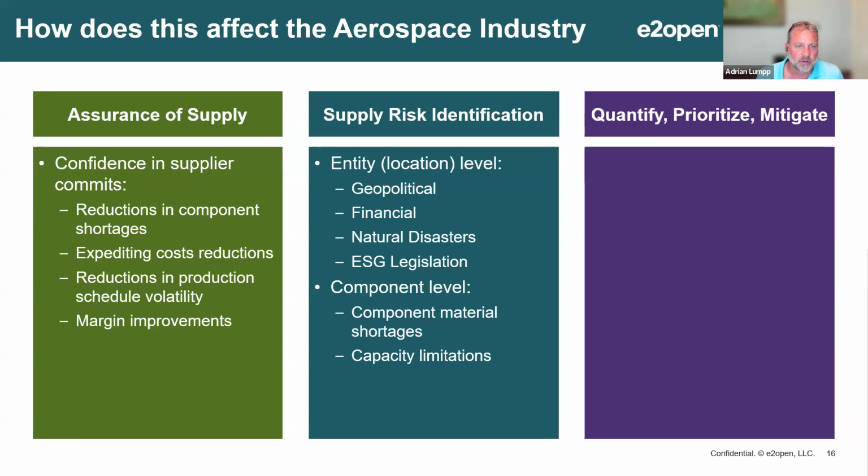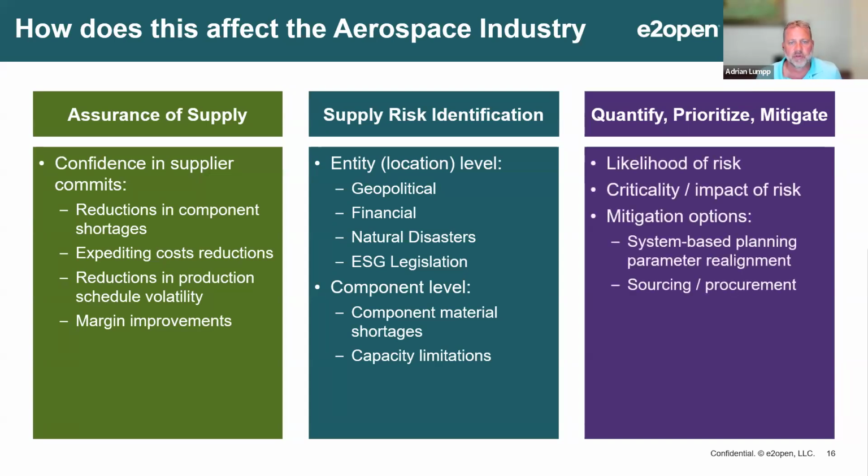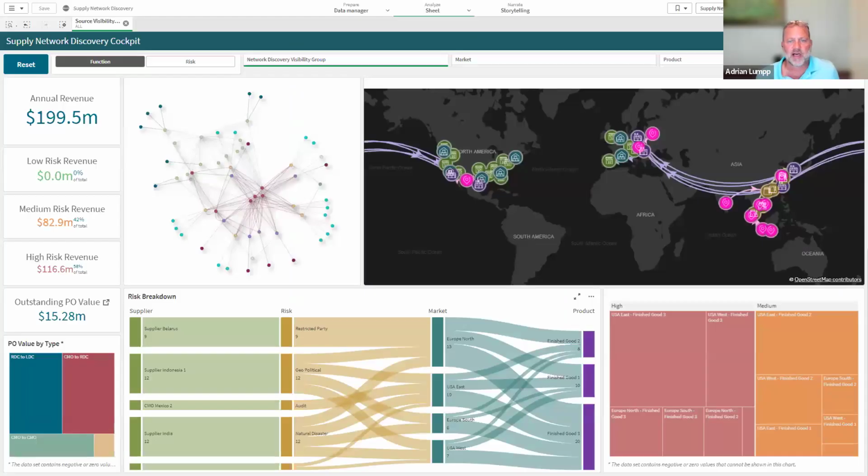And then, once we're able to identify the challenges, we can begin to mitigate those risks through a variety of workflow and prioritization, as well as potentially some systemic resolution options that we present to the users as part of those workflows. So I know I'm about out of time, so while time doesn't allow for a demo today, I thought we'd at least end with a visual of what the supply network discovery cockpit looks like.